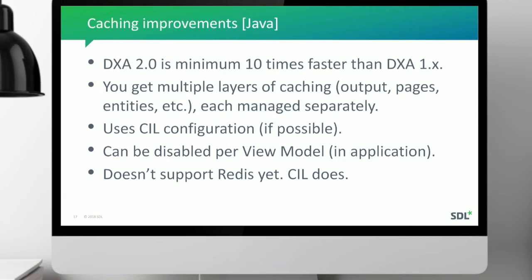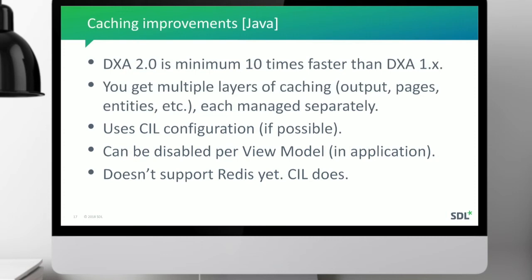We try not to force you to use multiple cache configurations, so DXA tries to reuse the CIL configuration for cache, and this is possible if CIL is configured to use the general cache provider. Unfortunately, DXA Java doesn't yet support Redis. It's based on fcache, and it can only cache in memory. But you, of course, can configure CIL to use Redis cache. Then DXA will just fall back to its own configuration.